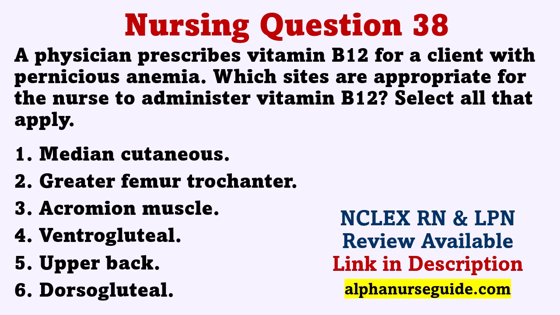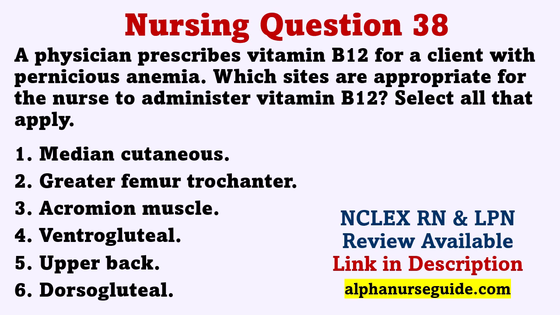A physician prescribes vitamin B12 for a client with pernicious anemia. Which sites are appropriate for the nurse to administer vitamin B12? Select all that apply. 1. Median cutaneous. 2. Greater femur trochanter. 3. Acromion muscle. 4. Ventrogluteal. 5. Upper back. 6. Dorsogluteal.